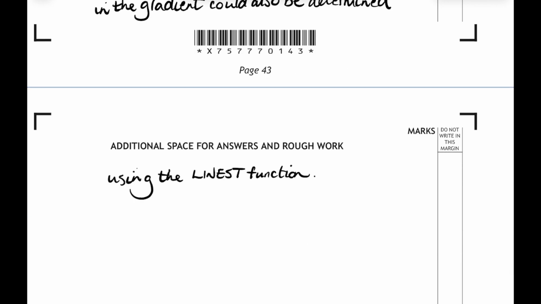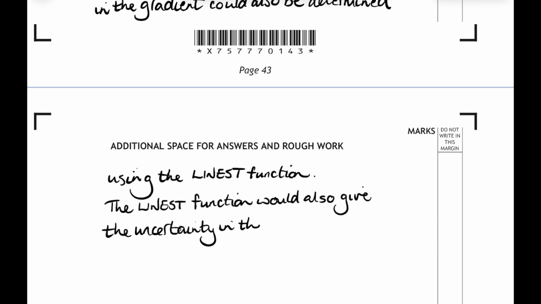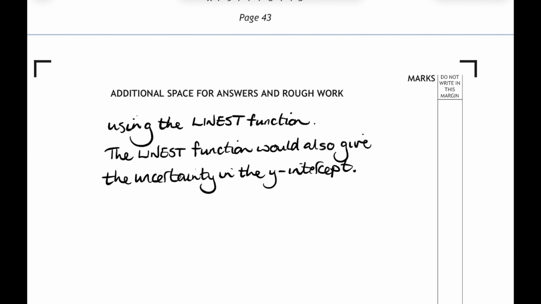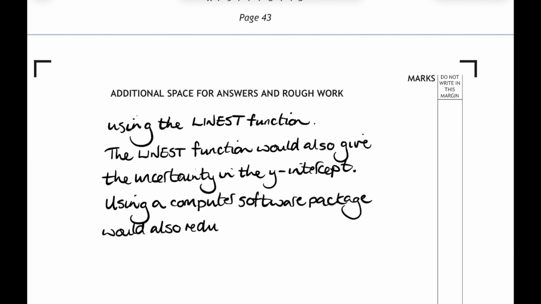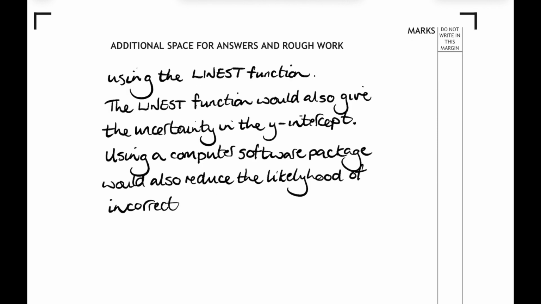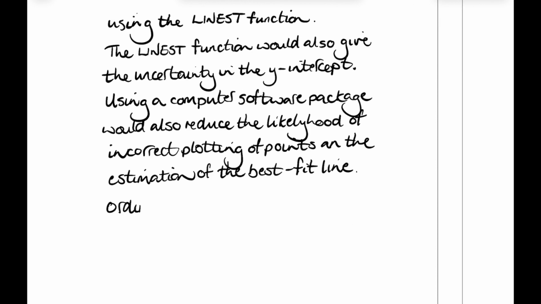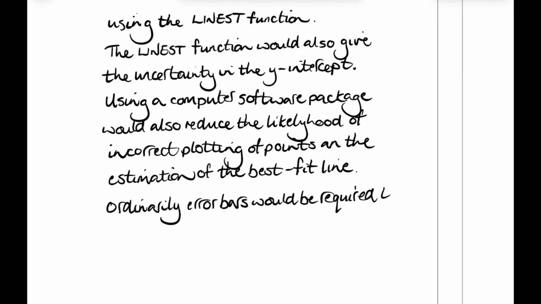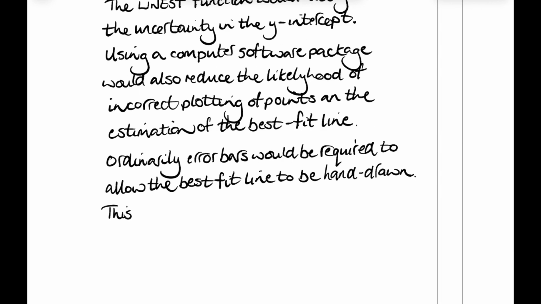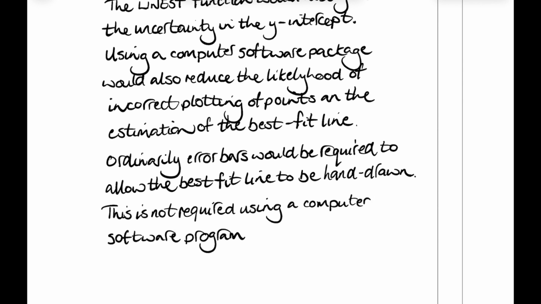We could also have used the lineest function. The lineest or LINEST function would also give the uncertainty in the y-intercept, and using a computer software package would also reduce the likelihood of incorrect plotting of points and the estimation of the best fit line. Ordinarily, error bars would be required to allow the best fit line to be hand drawn, but this isn't required if we use a computer software program.